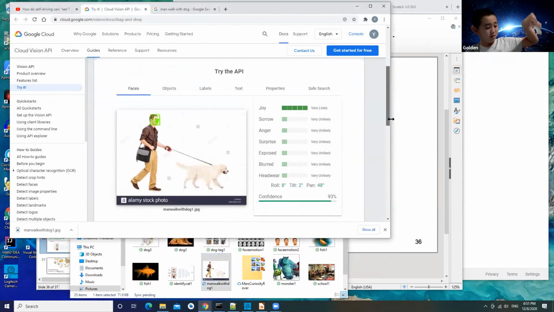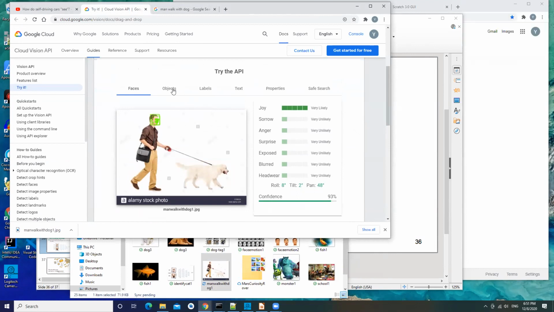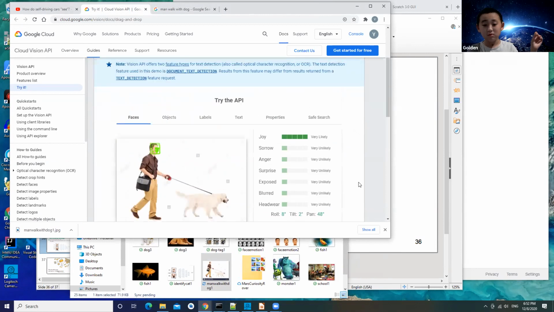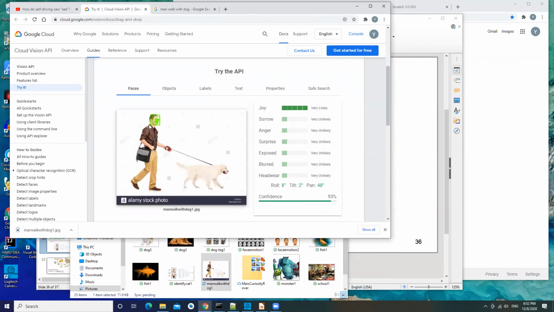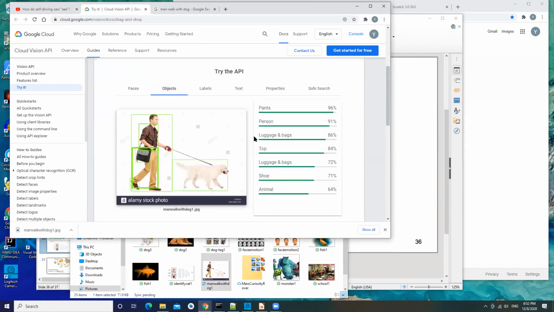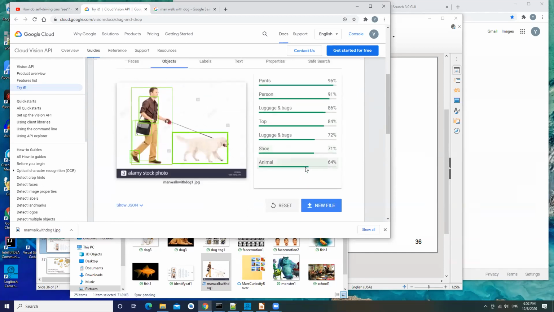Okay, see? So now they give you something like the answer here. Say joy. Oh, say this human is really happy. That's really very cool, right? And then you can see what kind of objects they can detect. They can detect the pen, 96%. And they say 91% is a human, a person. And they even find it has a luggage and bag. Of course, they can find an animal.